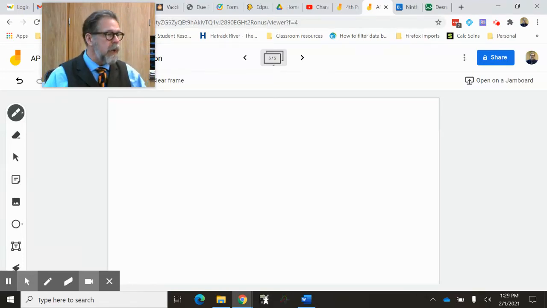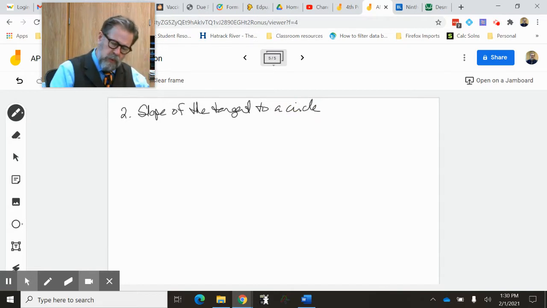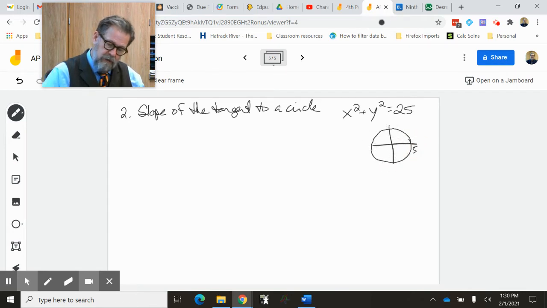Okay, so let's go ahead and do a slightly more complicated example. We want to find the slope of the tangent to a circle. And I'm going to do this two different ways. We're going to look at the circle x squared plus y squared equals 25, which, as you probably remember, has a center at the origin and a radius of 5. And we're looking for the slope at the point 3 comma negative 4.